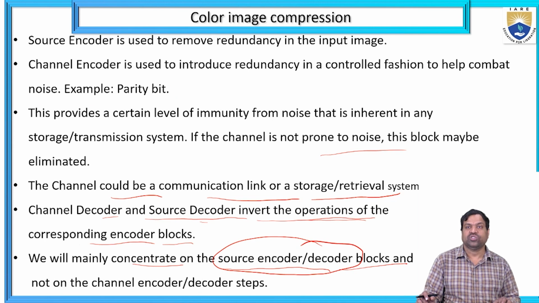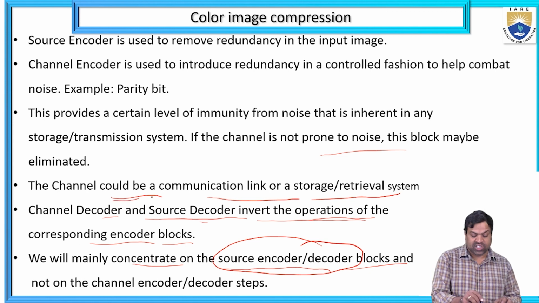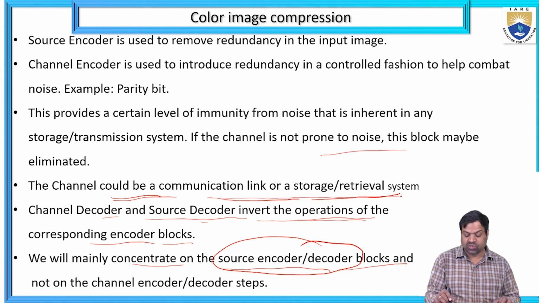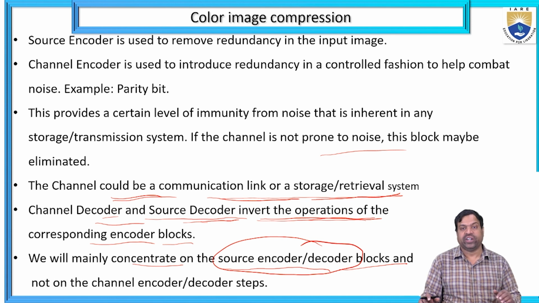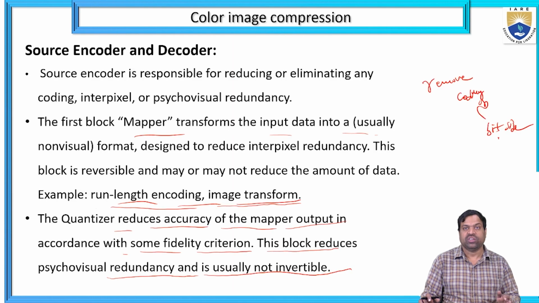So the source encoder is used to remove redundancy in the input image. The channel encoder is used to introduce redundancy in a controlled fashion with the help of parity bits. This provides a certain level of immunity from noise. So the channel could be a communication link or a storage retrieval system. The channel decoder and source decoder are the operations of the corresponding encoder blocks, and mainly the source encoder and decoder are the important stages, along with the channel encoder and decoder steps.